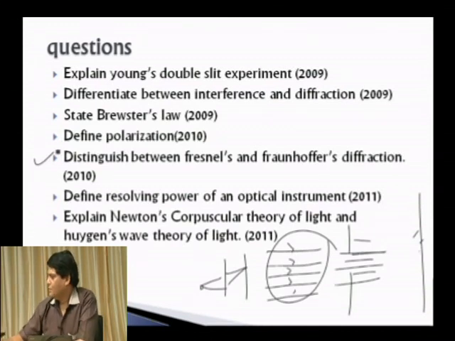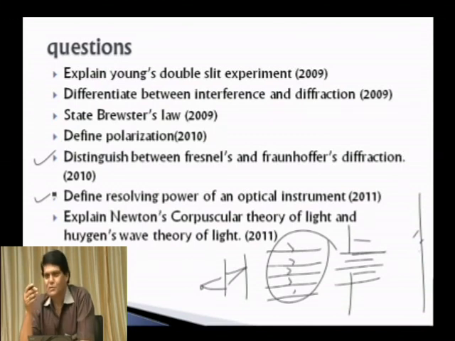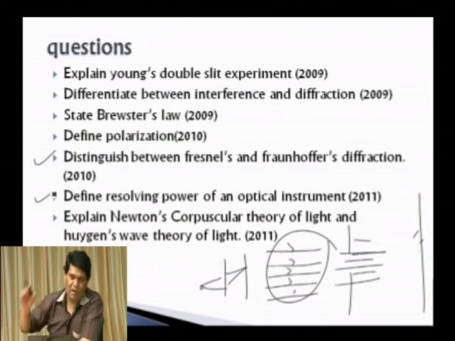The next is, what is meant by the resolving power of an optical instrument? Now, the resolving power is the capability, the capacity of the optical instrument. Here the optical instrument is usually a microscope or a telescope. A microscope is an instrument used to see small things which we can't see with our naked eyes, whereas a telescope is an instrument used to see objects far away.